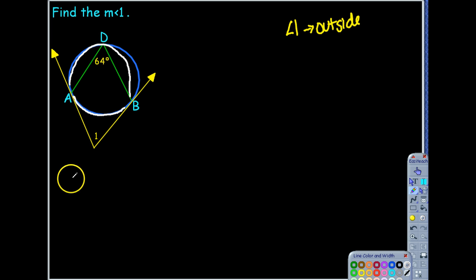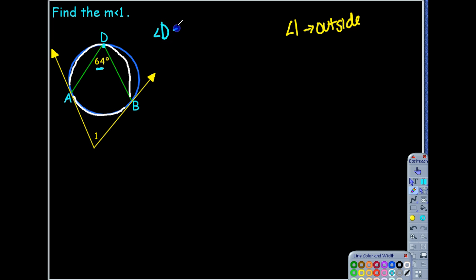Now, I might be thinking, okay, I have 2 unknown arcs, but angle 1 is also an unknown. So I technically have 3 unknowns, so I can't do anything yet. Okay, but here's what I'm thinking. I'm noticing they are giving us something. They have to give you something. And they're giving you an angle that's actually vertexed on the circle. That angle D is 64 degrees.